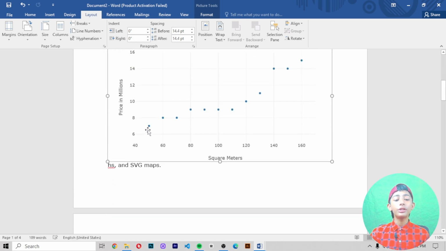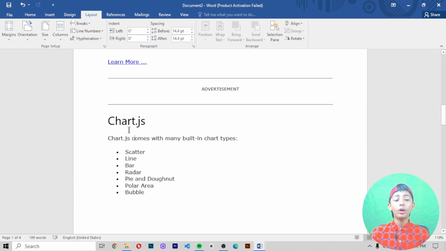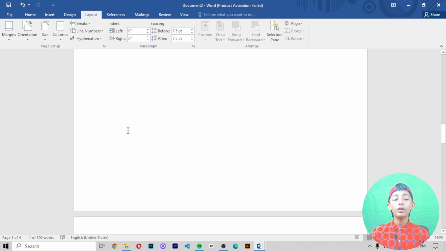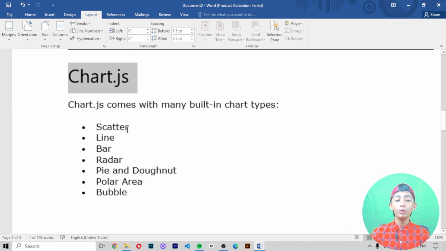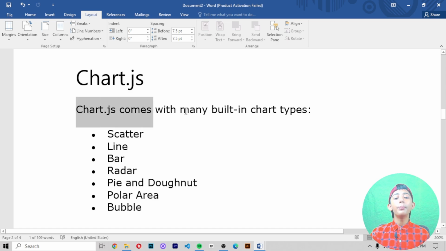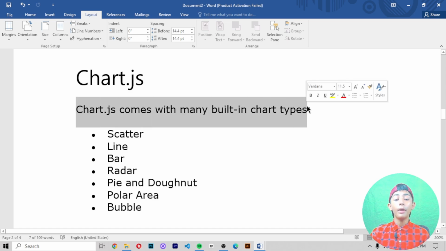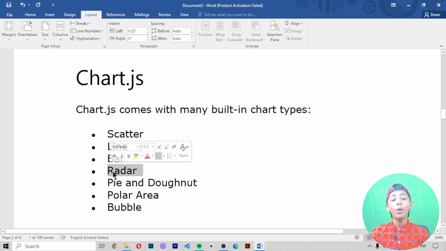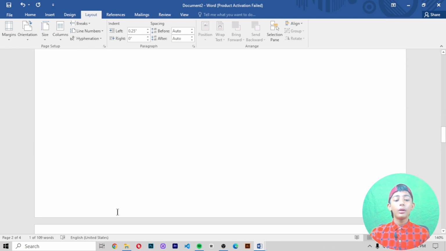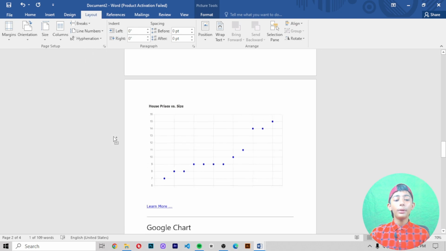Now let me give you an example of chart.js, and let me tell you what chart.js is. Chart.js comes with many built-in chart types. What? Many built-in chart types? Scatter, line, bar, radar, pie, doughnut, polar area, and bubble. Okay. Like this example.